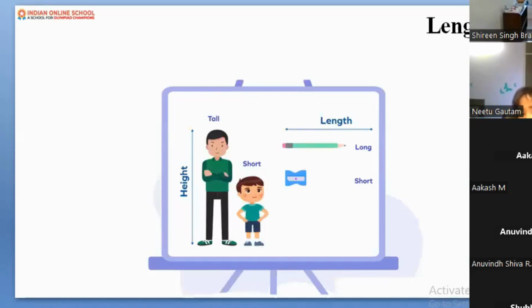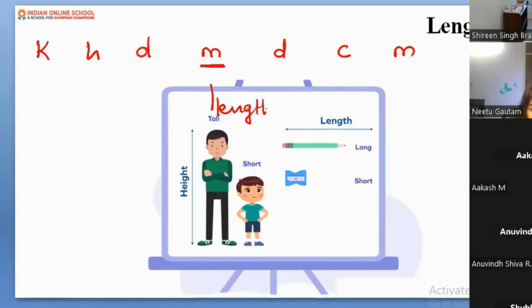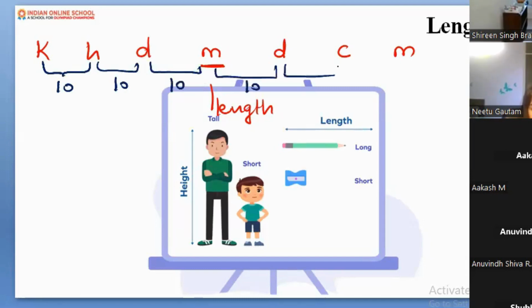Now the question is how we can solve questions on the basis of this statement. This statement is King Harry died, mother didn't cry much. Since this M over here is for meter, it is for length. The interesting thing is that between every two units, there is a gap of 10. Between every alternative two units, there is a gap of 10.